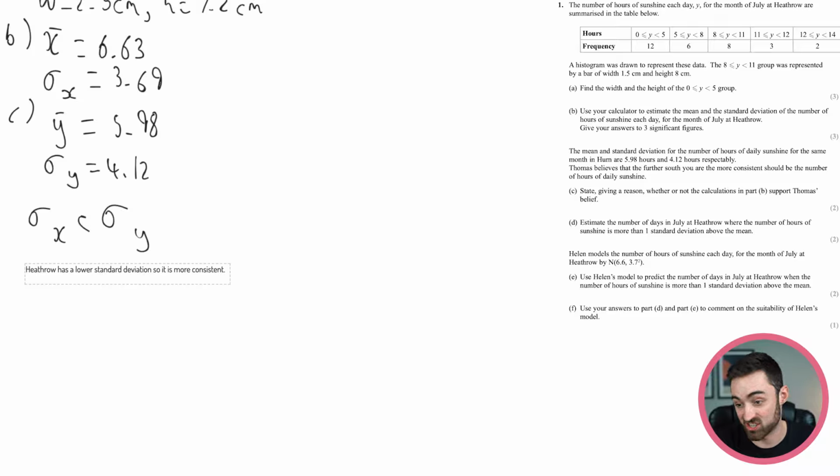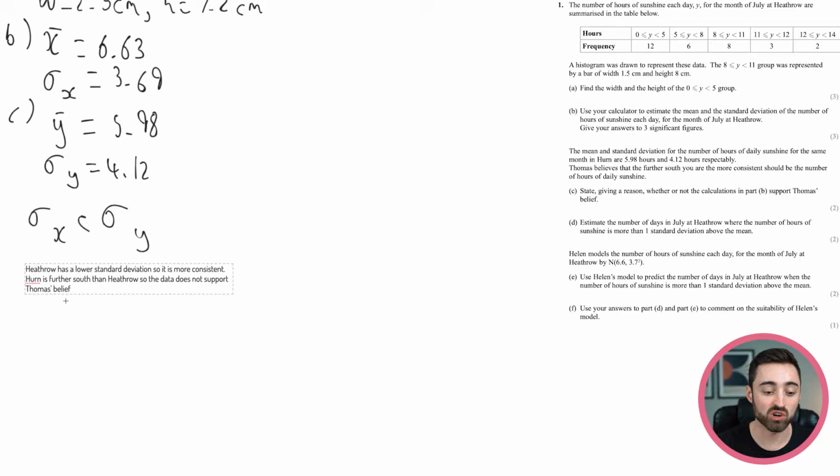So Thomas believes that the further south you go, the more consistent it is. But this suggests otherwise. So Heathrow has a lower standard deviation, so is more consistent. Herne is further south than Heathrow. So the data does not support Thomas's belief, essentially. Yeah, does not support Thomas's belief.